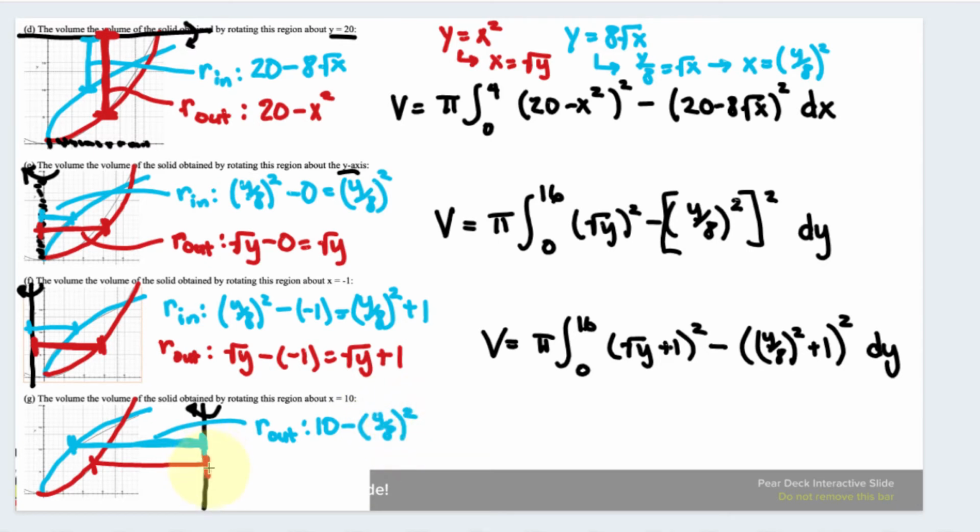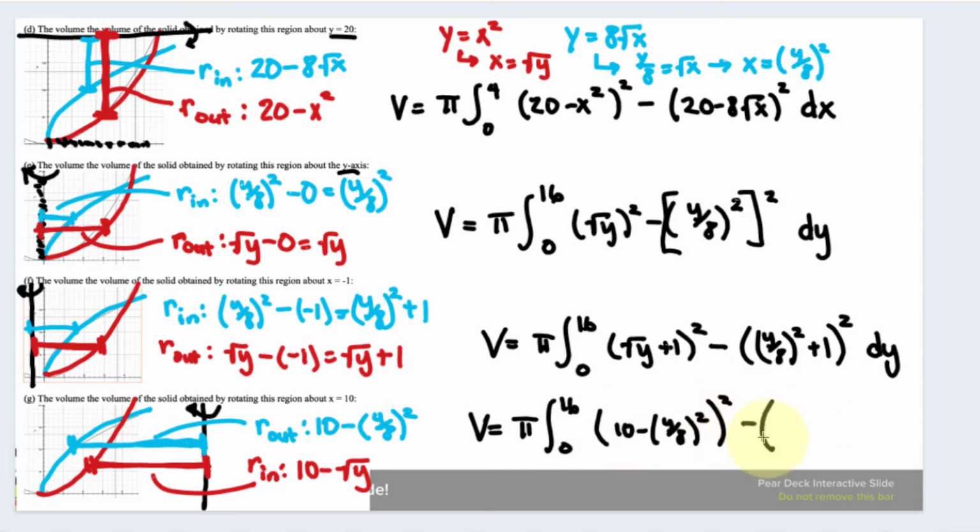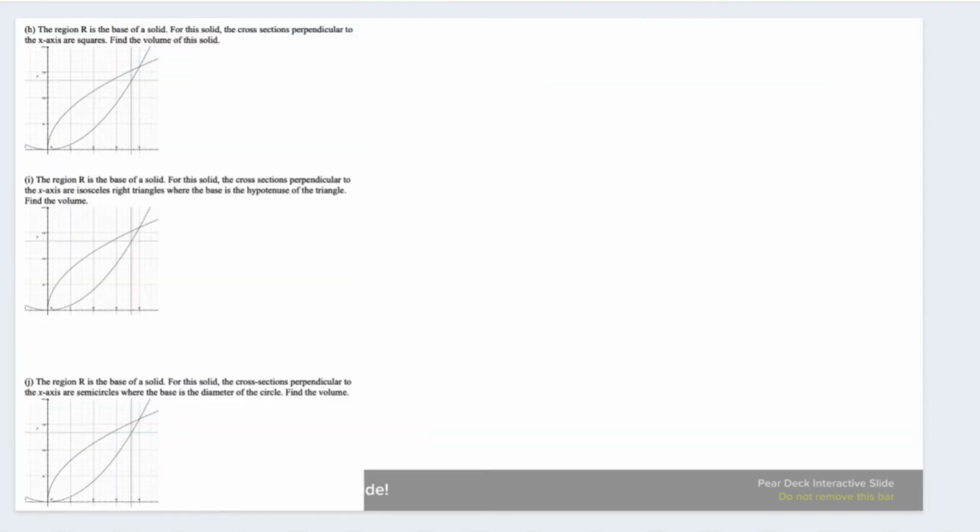And then our red is going to be 10 minus root y. So now our volume, take that pi out, 0 to 16, radius outer squared minus radius inner squared dy. Okay, so now hopefully you got those down. We're going to do a couple of volumes by cross-section.